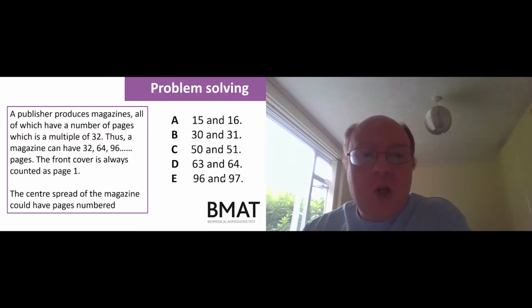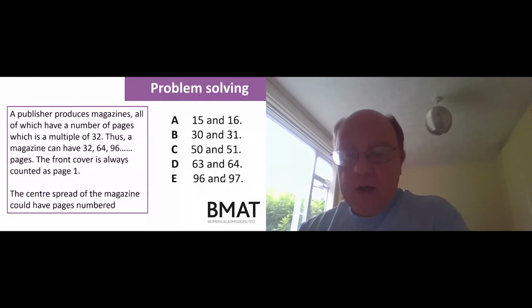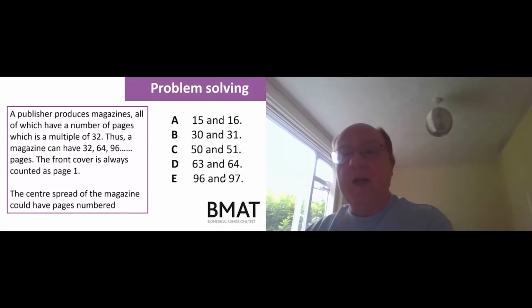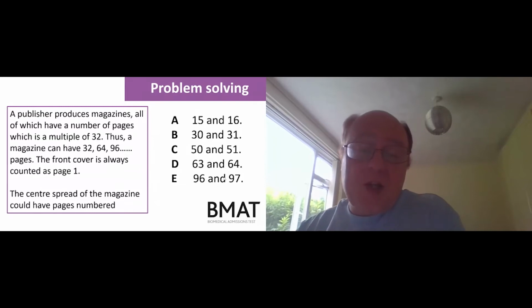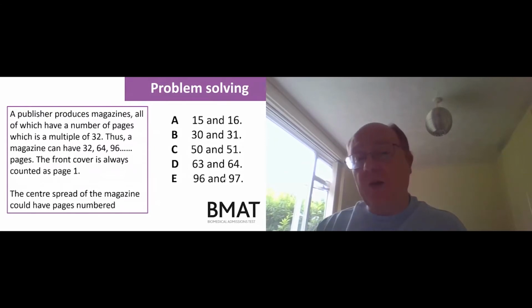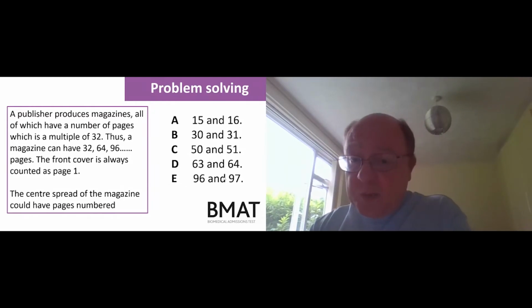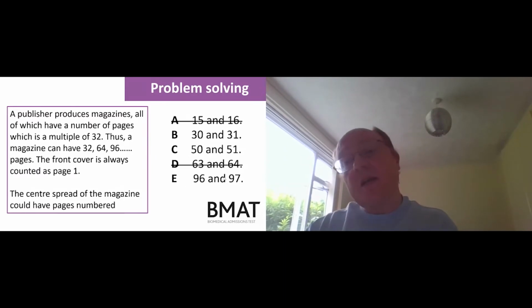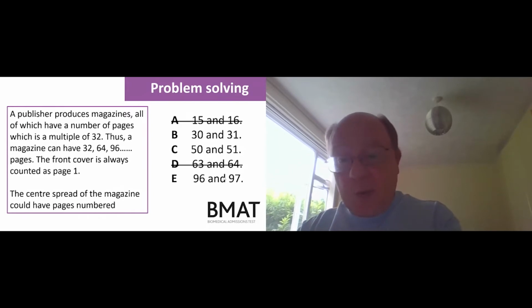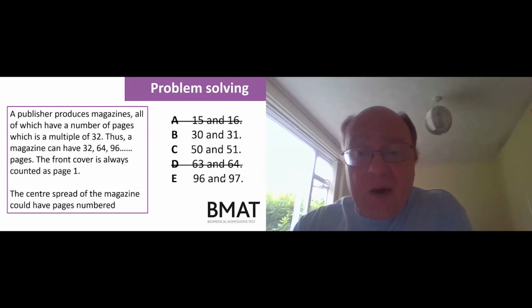So first of all, we know that the pages are multiples of 32, and that the front cover is always page 1. So if you think about when you open it up in the middle, if the front cover is page 1, then on the left-hand side, you're going to have page 2, and then on the right-hand side, you're going to have page 3. When you get to the middle, it will still be that on the left-hand side, you have an even number page, and on the right-hand side, you have an odd number page. So if we look at the options, we can remove those that have an odd number as the first option. So we've already removed A and D from our options.